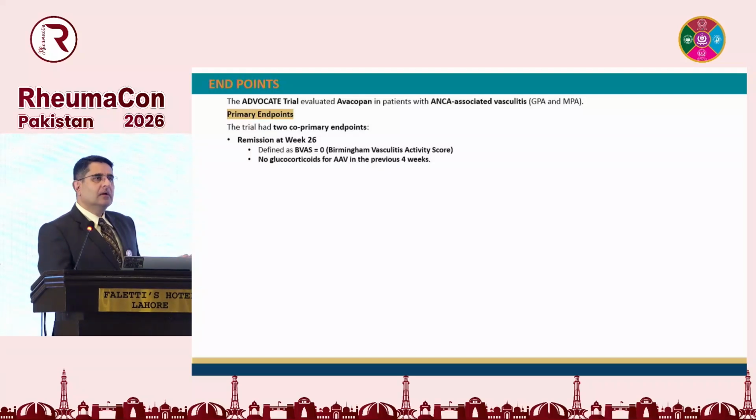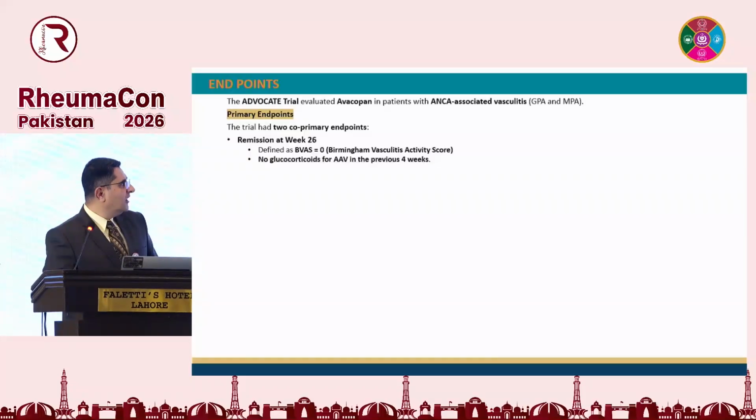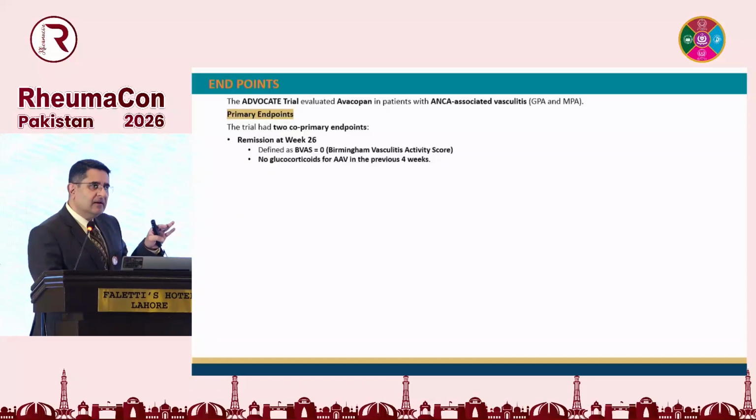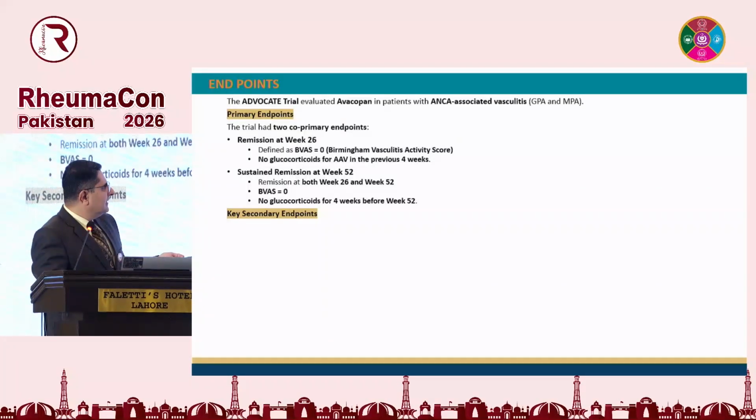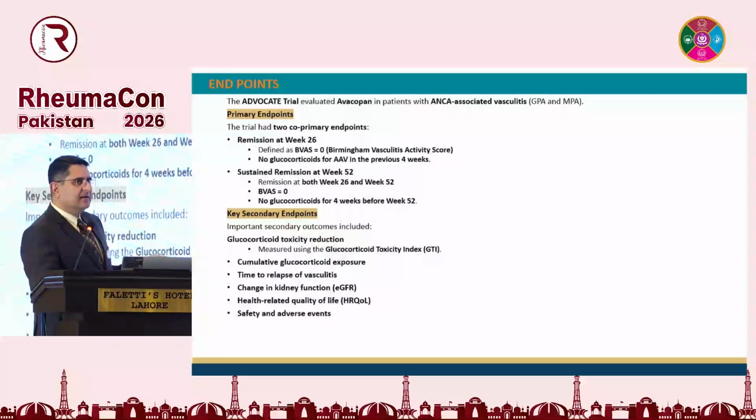Usually it was considered that the Birmingham Vasculitis Activity Score should be 0. It ranges from 0 to 63, and the mean score in these patients when enrolled was nearly 13 to 16. The endpoint was remission at 26 weeks, meaning a score of 0 and no glucocorticoids for this disease in the previous 4 weeks, and then sustained remission at 52 weeks. Secondary endpoints were glucocorticoid-related attributes, including time to relapse of vasculitis, change in kidney function, health-related quality of life, and safety and adverse effects.